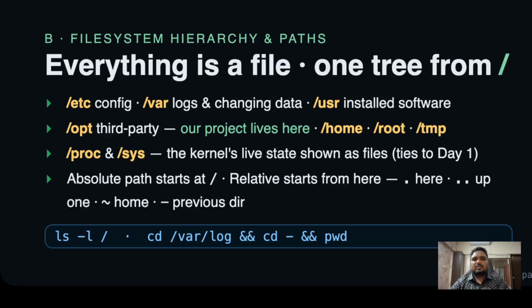Dot is here. Dot dot is one level up. Tilde is always your home directory. And dash means the previous directory I was just in. Let's look and move around.